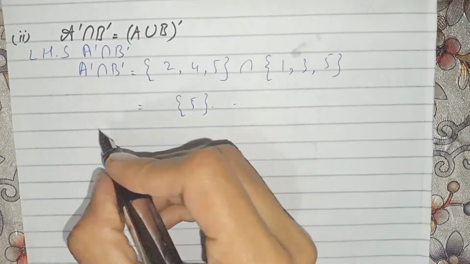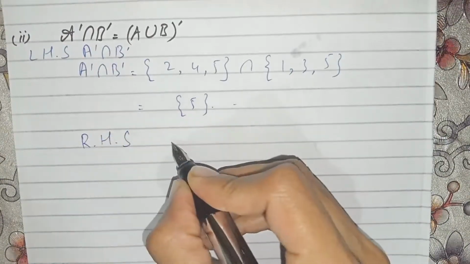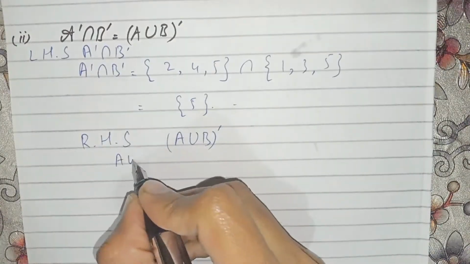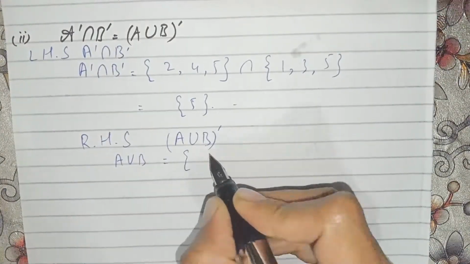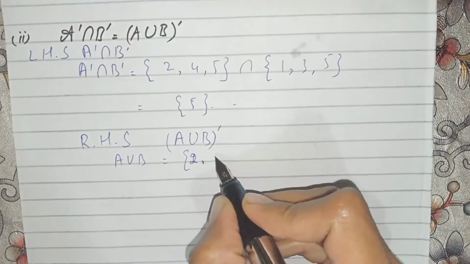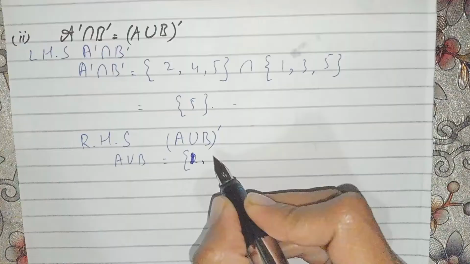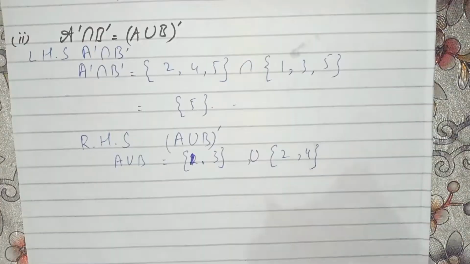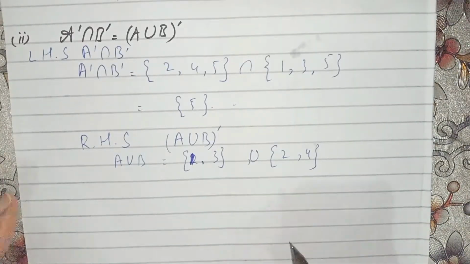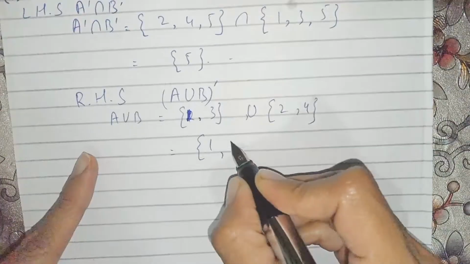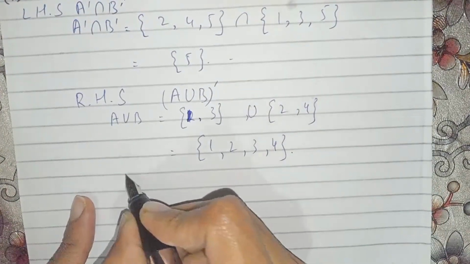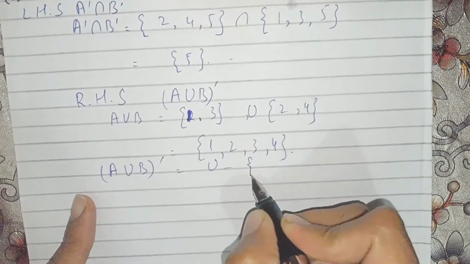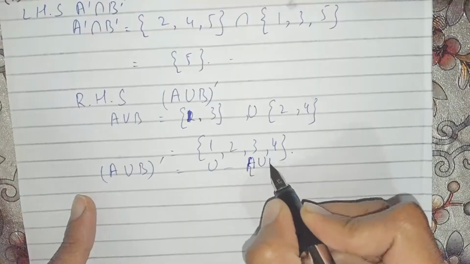Now students, right hand side. Right hand side is (A union B) complement. First A union B. A is 1, 2 and 3, and B is 2 and 4. By taking the union we get 1, 2, 3, 4. And now the complement of A union B, which is the subtraction of A union B from the universal set.